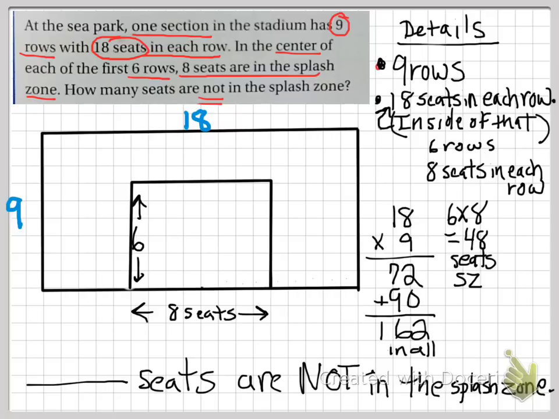Now let's see. Boy, I barely have room to work over here, but I'm going to squeeze it in. If I take all of the seats that are in the stadium and I take away the 48 that are in the splash zone, I'll have the ones that are not in the splash zone. That looks like 114 seats. 114 seats are not in the splash zone.